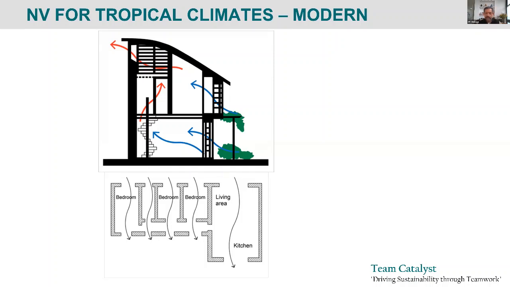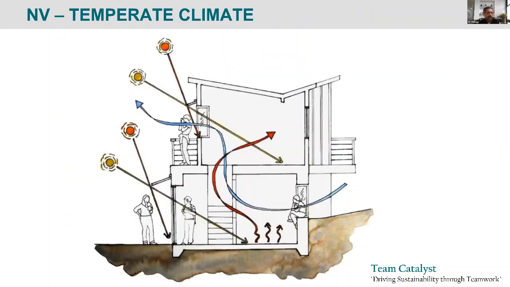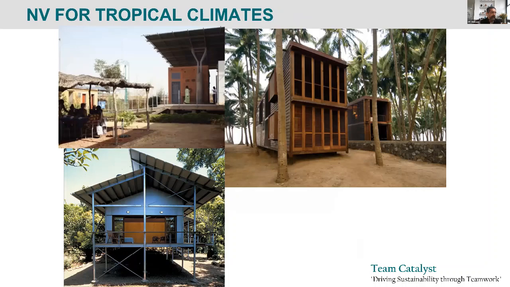You get restricted to narrow buildings, or at least if you don't have a narrow building, you've got to have some way for the air to leave from the top, and that allows you a slightly wider footprint. But these are all examples that you can see, right? And these are all tropical examples that you've got there.